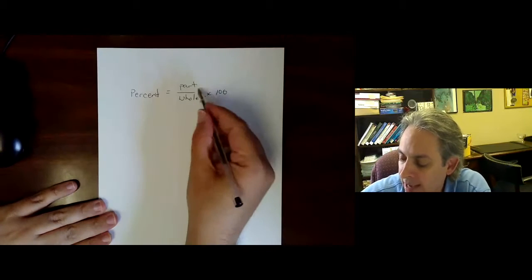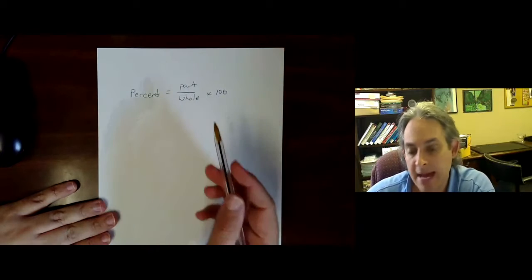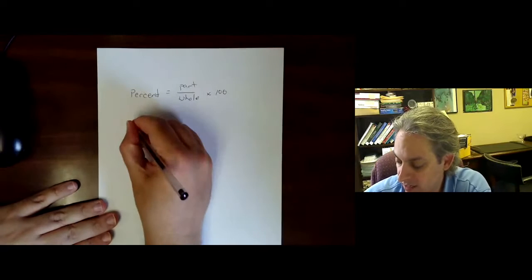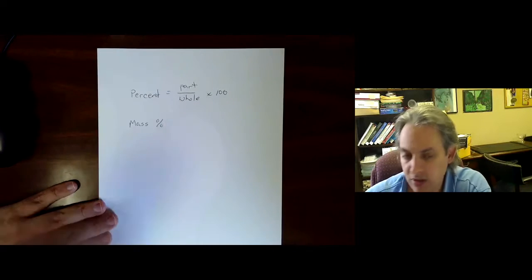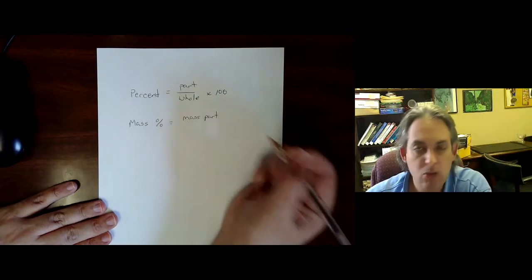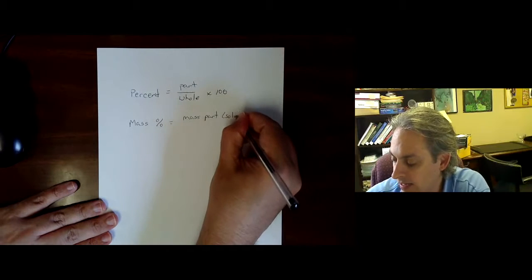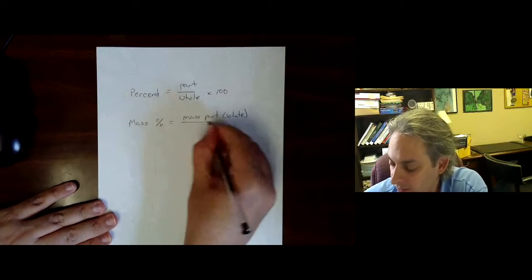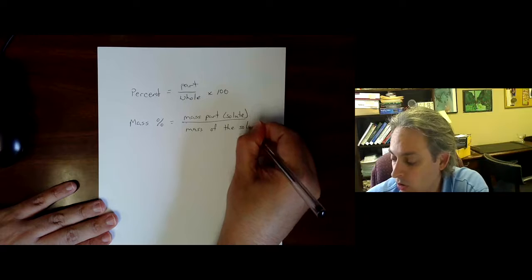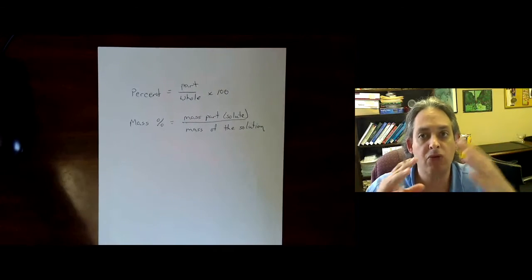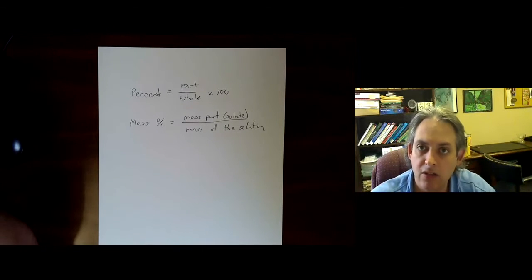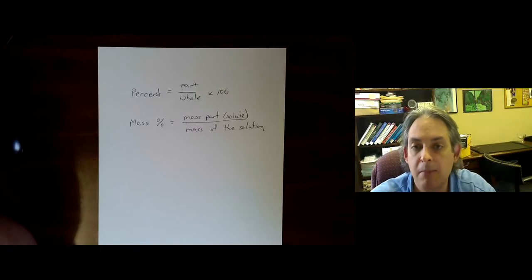So if you're calculating your part based off of mass and your whole based off of mass, then we call this a mass percent. So a mass percent, and I'm going to use a symbol for percent, is simply the mass of whatever part you're looking at, which is usually the solute, what's being dissolved, divided by the mass of the solution, which is the whole amount. Remember, a solution is made up of both the solute and the solvent. So if you're given the two masses, a solute and a solvent, then you have to add those together to get the mass of the solution.